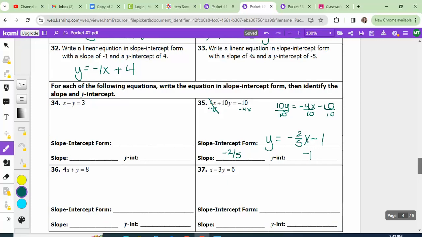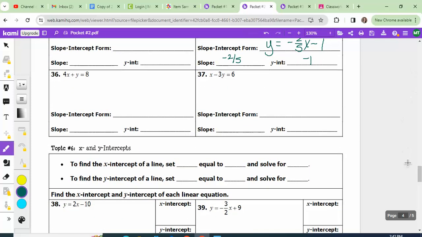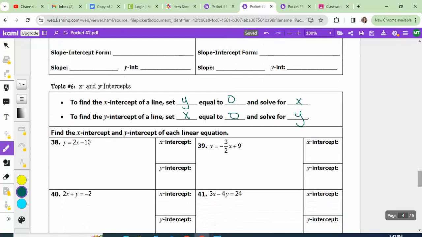All right. Last example of the day. X and y intercepts. Remember, that's where it hits the x and y axis. So with the x-intercept, your y is equal to 0, and then we can solve for the x. With the y-intercept, our x is equal to 0, and we'll solve for y. So you basically just make the opposite variable 0.